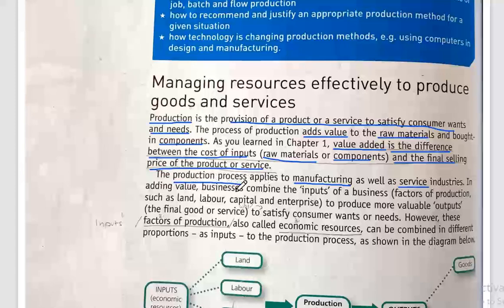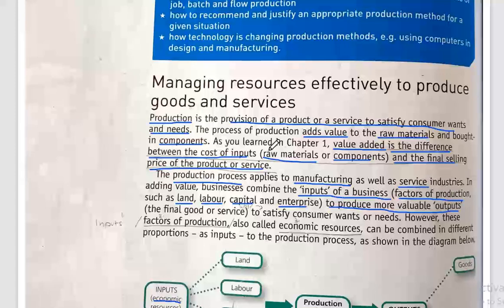In adding value, businesses combine the inputs of a business. When I say inputs, I can also say factors of production, and I can say economic resources. So what are the factors of production? We know that we have four factors of production: land, labor, capital, and enterprise. I need these inputs, these resources, these factors, to produce more valuable output. So I need input in order to get an output.